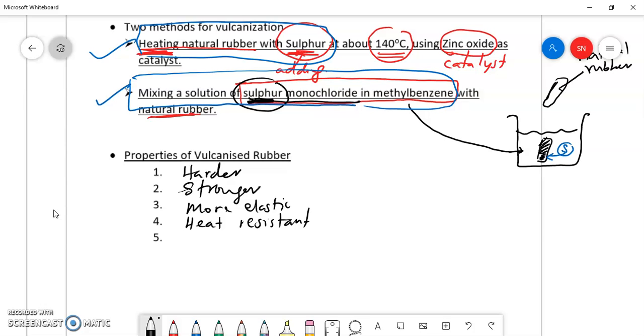Finally, it will be insoluble in organic solvents such as oil. Earlier, natural rubber was unable to withstand oily conditions, but vulcanized rubber can, so we say that it is insoluble in organic solvents such as oil. These are some properties of vulcanized rubber. You may find a few more, and you can add them into these notes. I hope you printed out and wrote them out.